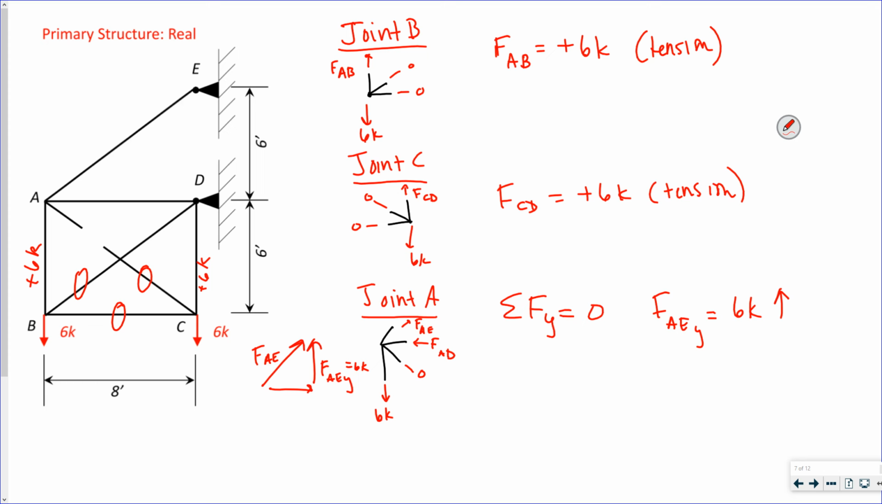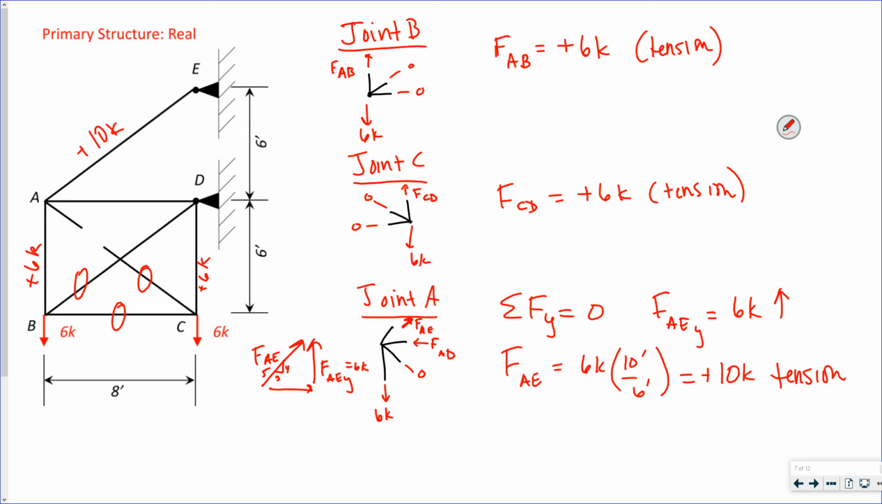And thank goodness I've got a 3, 4, 5 triangle, right? So this is 8, this is 6, this is 10. So FAE is 6 kips times what? 10 feet over 6 feet. So it's 10 kips. And it's going to be going this direction, so it's tension. So it's positive. So this is plus 10 kips.